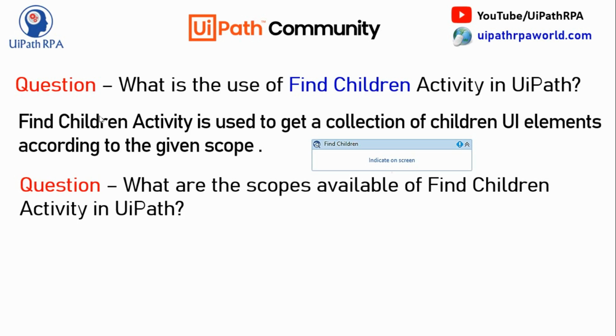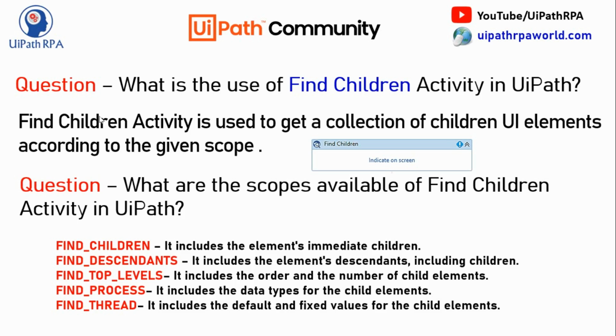What are the scopes available for the Find Children activity in UiPath? There are around 5 scopes available in Find Children activity. First, that is Find Children. It includes the element's immediate children. And Find Descendants means it includes the element's descendants including the children. You know the meaning of this descendants.